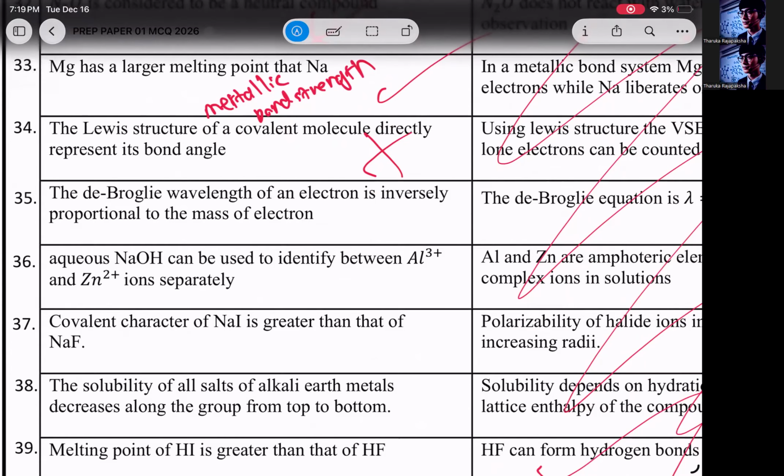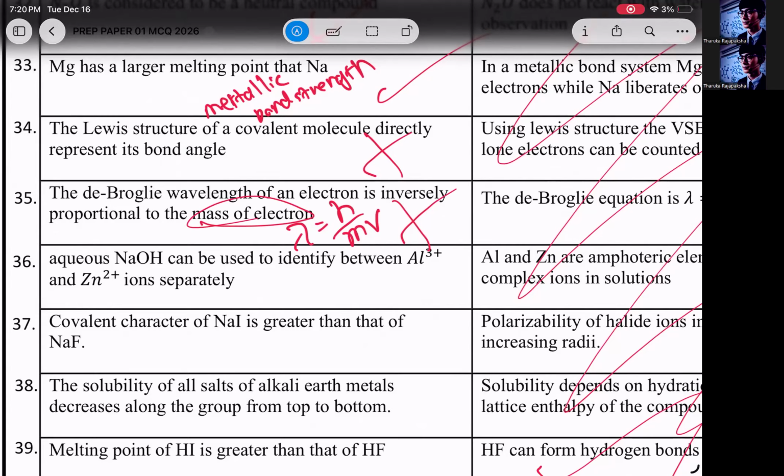35th one, the de Broglie wavelength of an electron is inversely proportional to the mass. A lot of students have taken this as correct, but it's wrong, people. Although lambda is equal to h over mv shows that it's inversely proportional, the mass of an electron cannot change. Mass of the electron can't be changed.